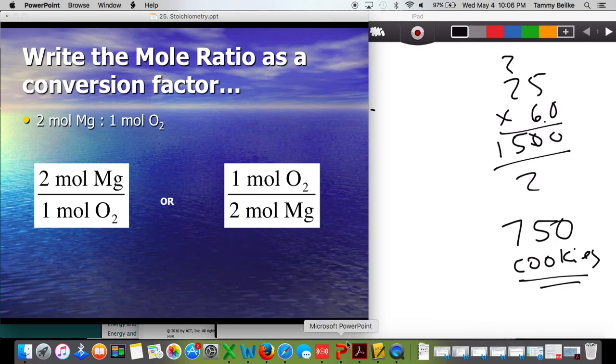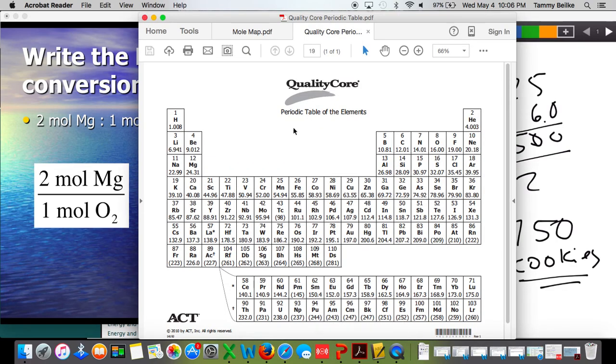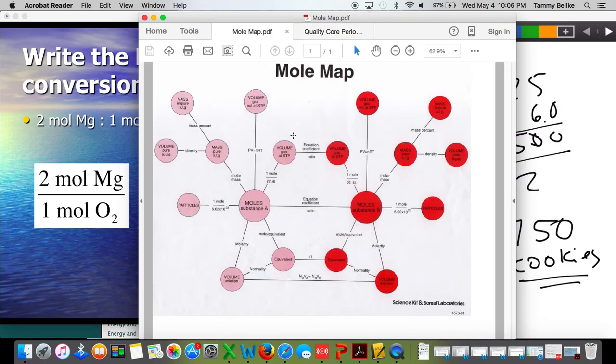Okay? You're actually going to find that this is located on your mole map. Your beautiful, beautiful mole map, where you have moles of A to moles of B. The only little difference is the little tiny snafu. Your mole map calls it an equation coefficient ratio. And you need to change it to say mole ratio. So you can cross that off and write in moles. Okay?